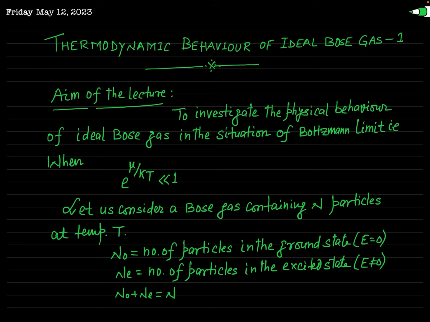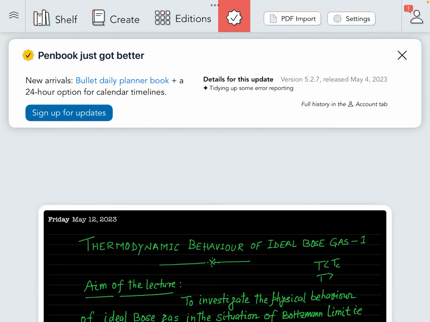As I have told you, first of all, we will discuss the thermodynamic behavior of the ideal gas when the temperature of the gas T is less than the critical temperature Tc, and then in the next lecture, that is the final lecture, we will discuss the same problem when T is greater than Tc. So in these two conditions we will discuss the different thermodynamic behavior of an ideal Bose gas.